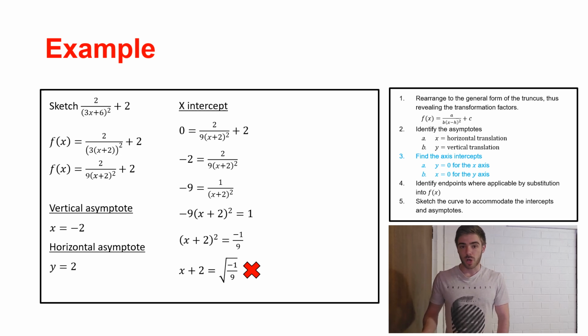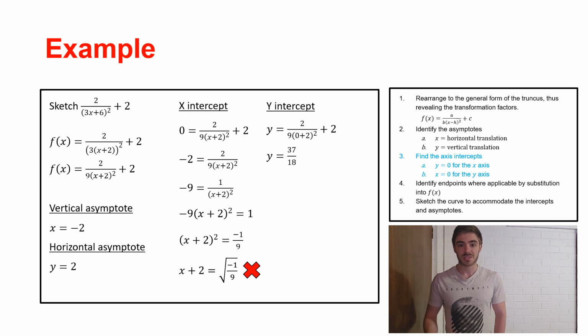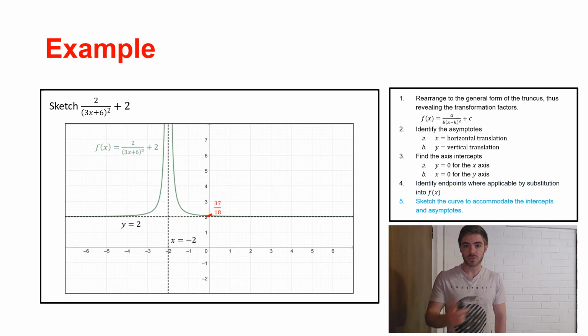Y-intercepts, however, are much more common. In this case, we're subbing in x equals 0, and after some simplification, we see that we indeed do have a y-intercept. The next step in the framework would be to find the endpoints. In this case, we don't have a restricted domain, so this isn't going to be applicable. We can move on to the next step, which is just sketching. Now that we have all of our key features, we just plot them on the graph and then draw our curve connecting all those key features.